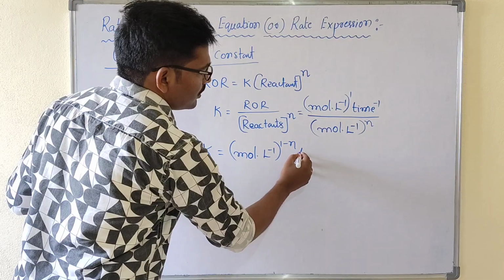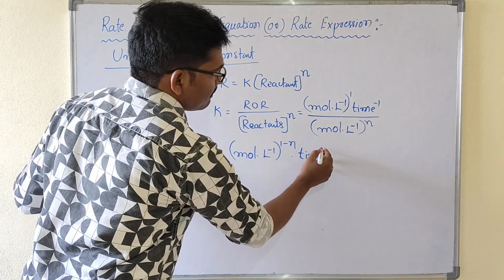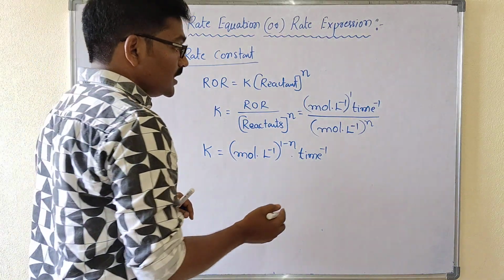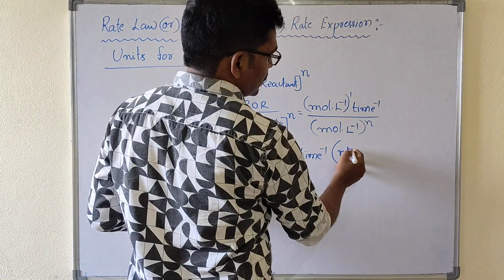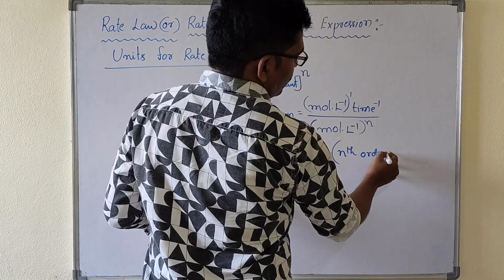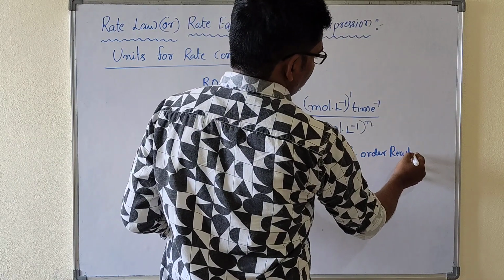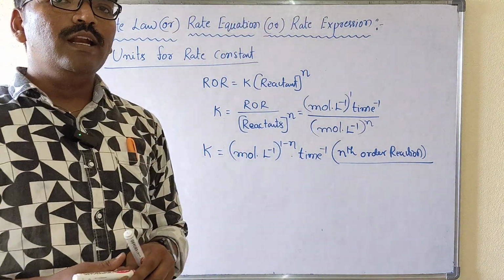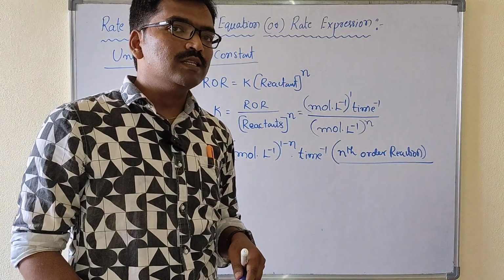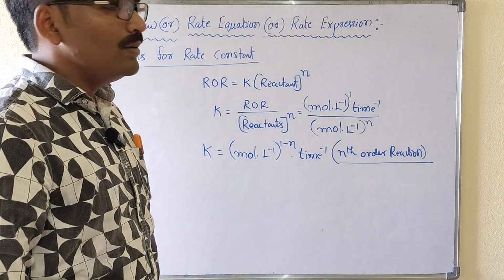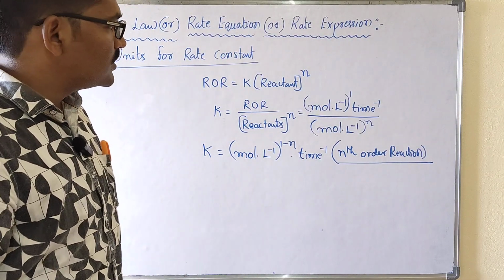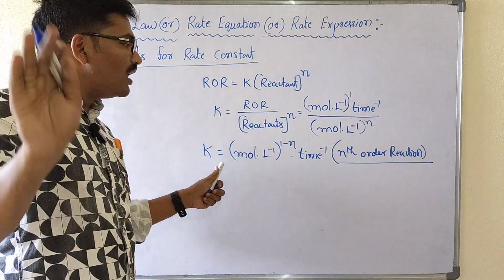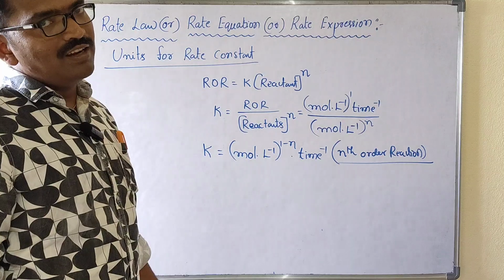Then time inverse is common. Time inverse. Clear, my dear students? This is for nth order reaction. Rate constant for nth order reaction annappudu, you have to take mole liter inverse whole to the power 1 minus n into time inverse. Clear, my dear students? Actually, rate constant units depend upon the order of reaction. N value మీద depend అయింటాయి.